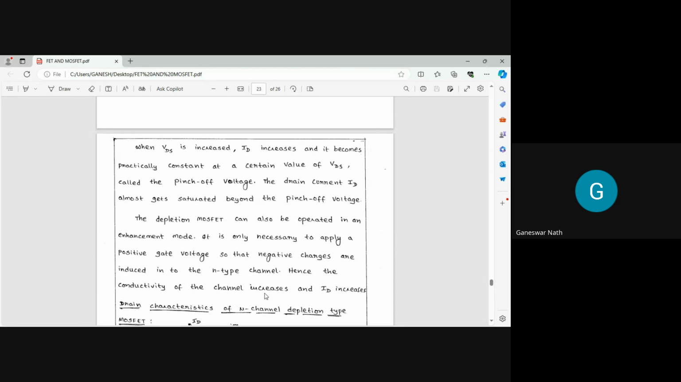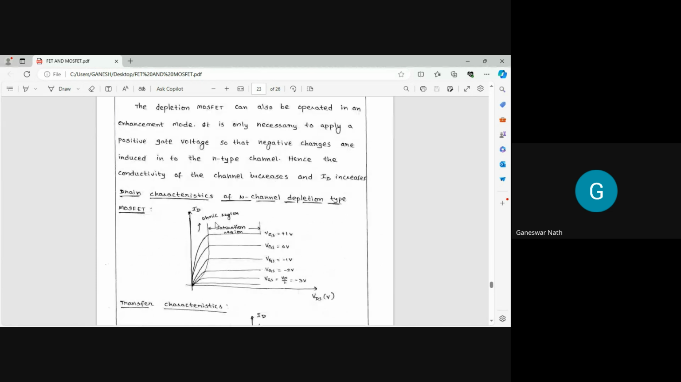Now, the drain characteristics of the N channel depletion type MOSFET. You can see VDS and also ID, and we are increasing the value. Here we are giving the gate source voltage +1 volt, then 0 volt, then -1 volt, -2 volt, -3 volt. That means when you go from -3 volt to -2 volt, the drain current gradually goes on increasing.